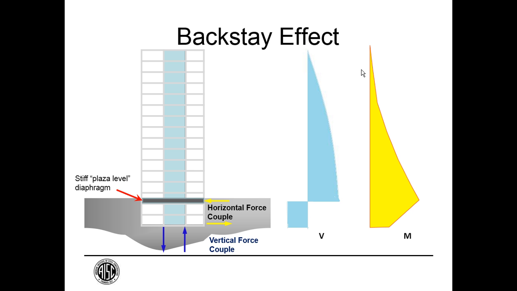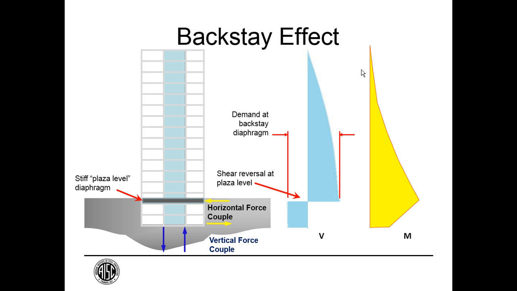You need a shear reversal to start moving the moment diagram in the other direction. Now that shear reversal is very important because it represents a huge force going into that backstay diaphragm. So that force can be larger than the base shear of the building.